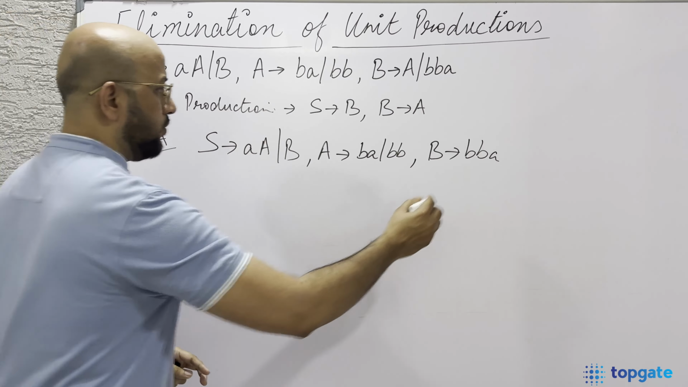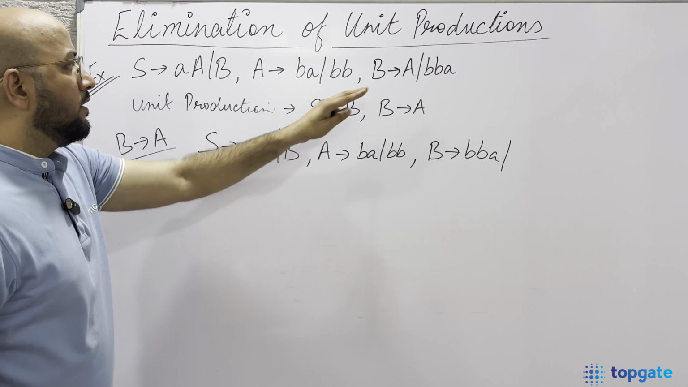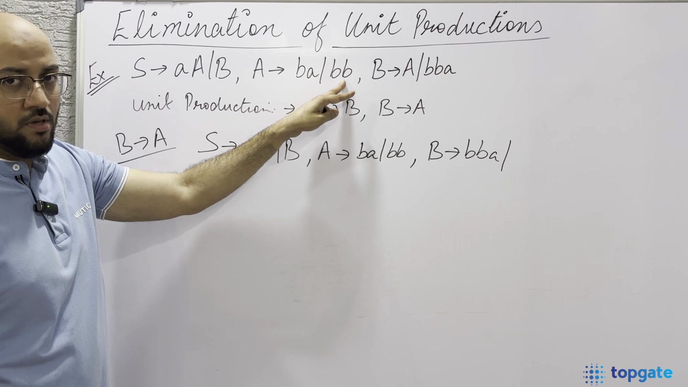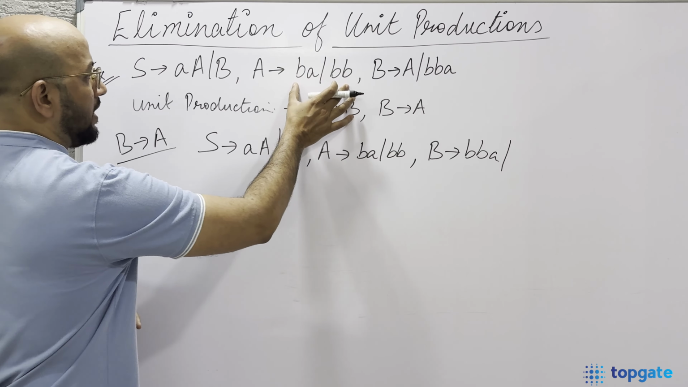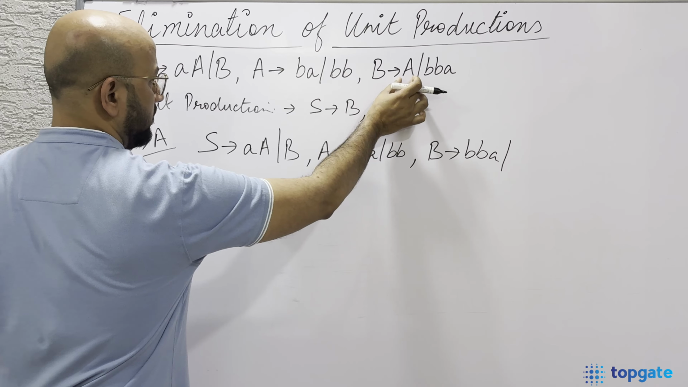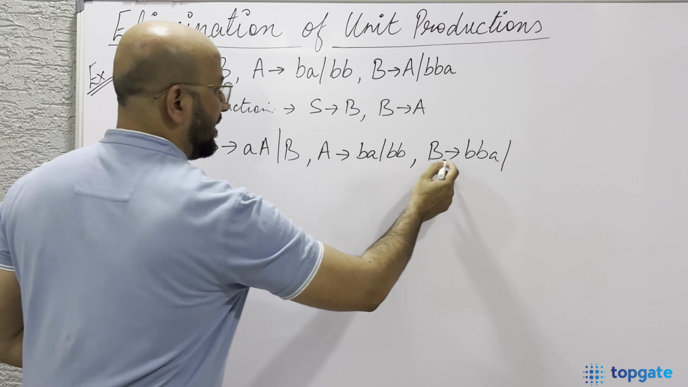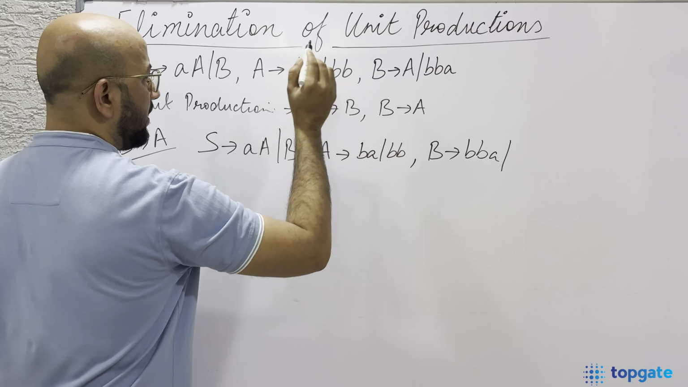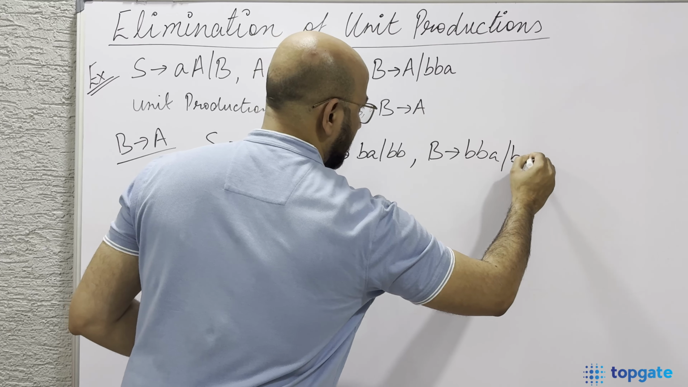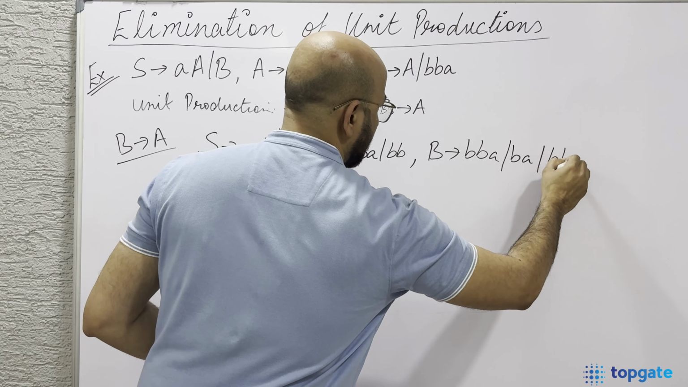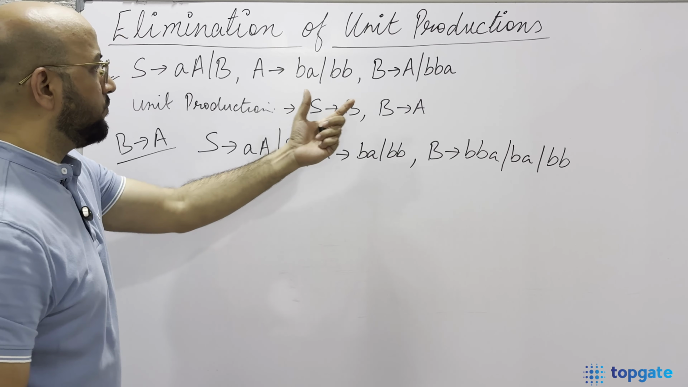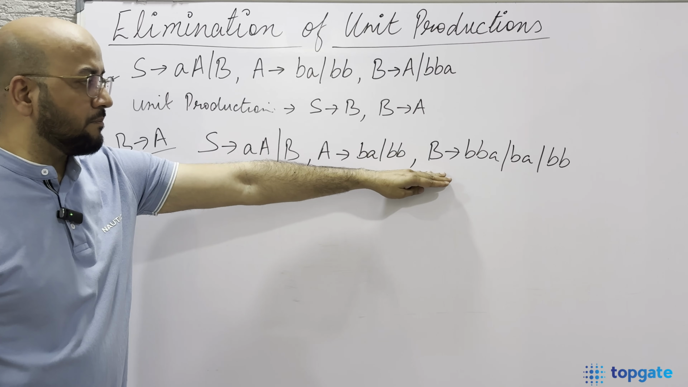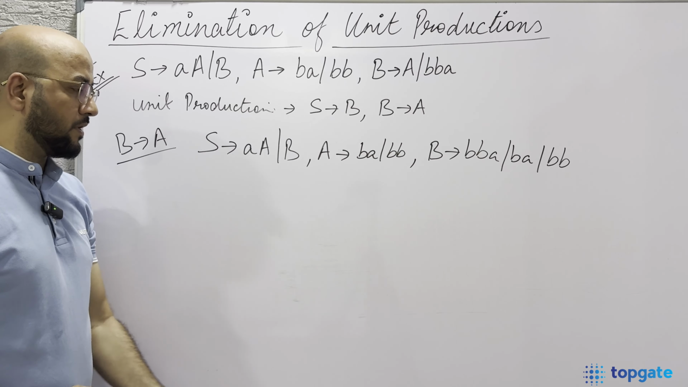So I've just written BBA here. And for A, what I'll do? Let's see. Now see here that A is deriving BA and BB. What I'll do, I'll just take these values and put it here in place of this A. So that means B will now derive BBA plus it will derive BA and BB. So I'll just write BA slash BB here. So the first unit production, B tends to A, is removed, and this change happened to my context-free grammar.